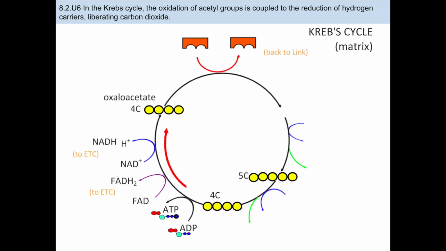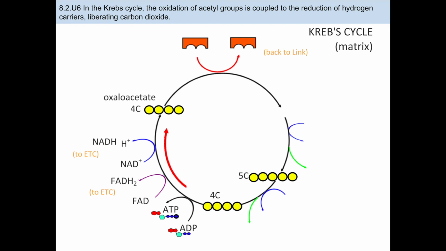And look at what's happening here. Oxidation and reduction. Your NAD plus is reduced. Your FAD is also reduced. So this 4 carbon is oxidized, and this 4 carbon has phosphate removed. So what are the products? ATP, NADH plus H plus, and FADH2. The final product will be that oxaloacetate, ready to bind with another acetyl coenzyme A.